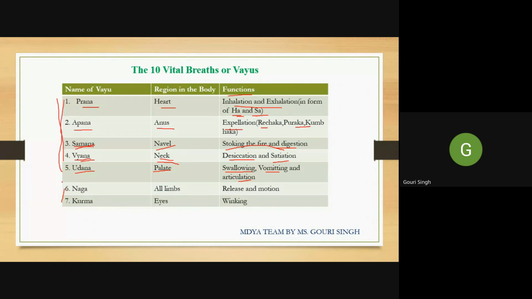Whenever we talk about the upapranas, the first one is the Naga. Naga is present in all limbs. You may get different information in other texts, but according to the Siddha Siddhanta Paddhati, you have to remember that Naga is described as present in all limbs of the body. And what is the function? To release and motion, that is the function of the Naga Vayu or Naga Prana.